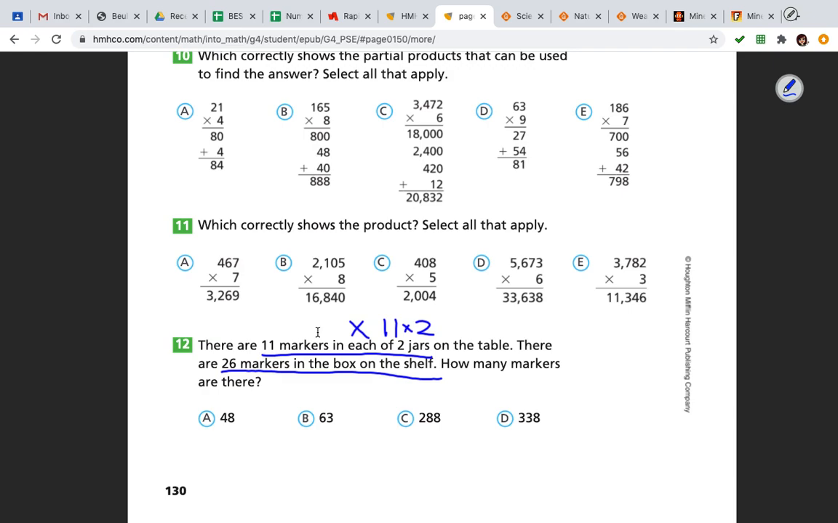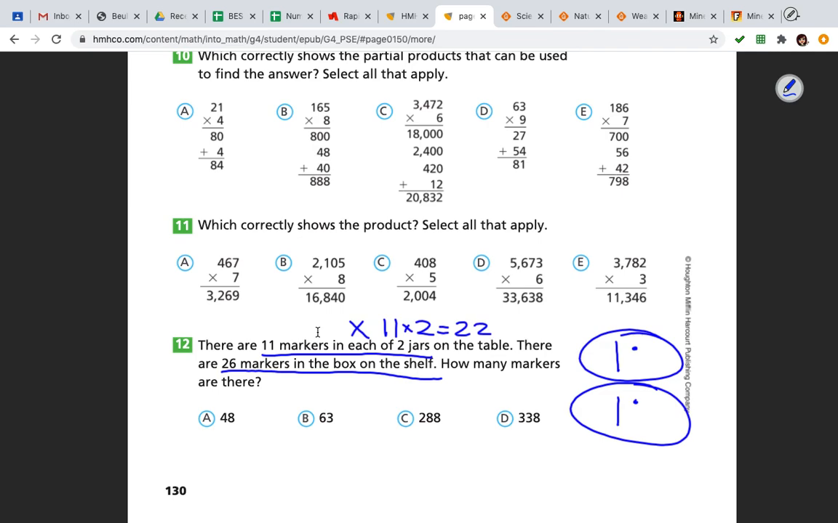So guys, you might want to draw yourself a visual. If we have 2 jars, there's jar 1, jar 2, 11 markers. So that's 10, 1, 10, 1. So we get what? 11 times 2 equals 22. So we have 22 markers in jars.